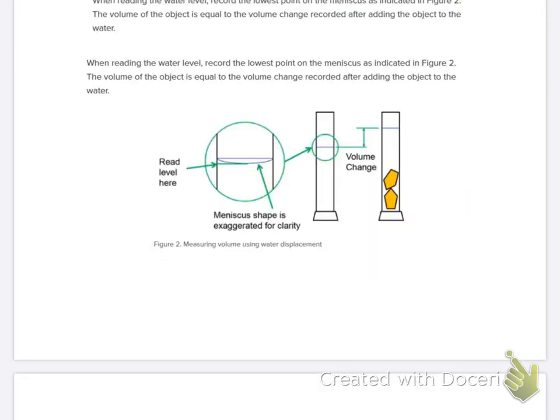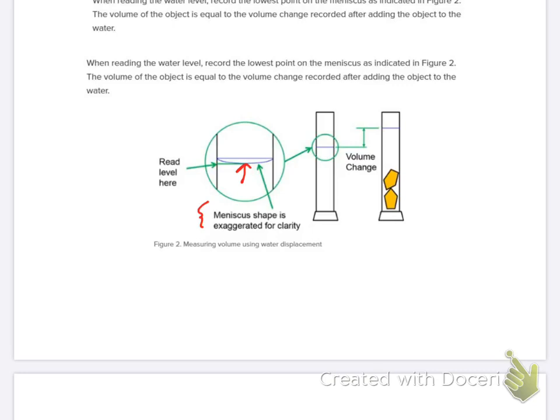Okay, when you read a water level, you're going to record the lowest point on what's called the meniscus shape. Okay, so read that lowest point. The volume of the object is equal to the volume change recorded after adding the object to the water. Read the lowest point. Okay, we've exaggerated this shape so that you can see what I mean. So you're going to be reading right here.